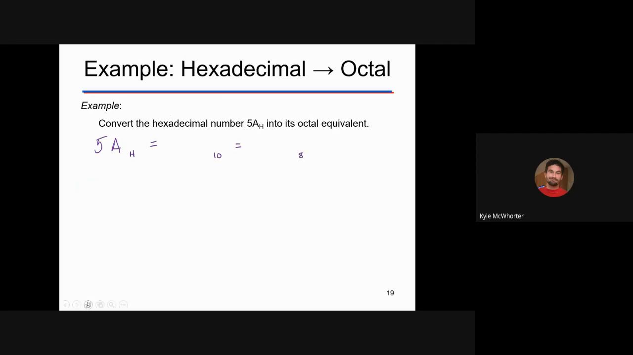All right, so to convert this hexadecimal number into base 10, we have to remember that this is the ones place and this is the 16s place. So we're going to be doing 5 times 16 plus A, which is 10 times 1. 5 times 16 is 80. So 80 plus 10 equals 90. So this is 90 in base 10.